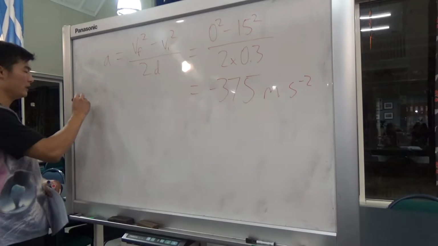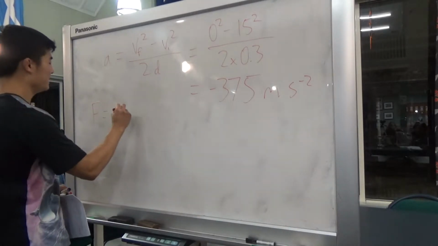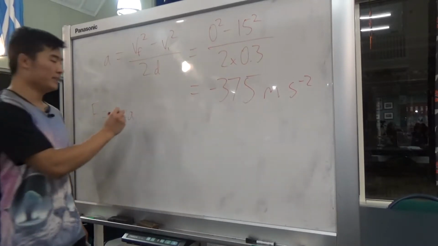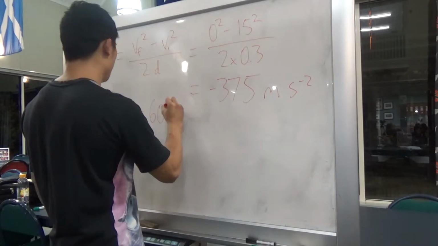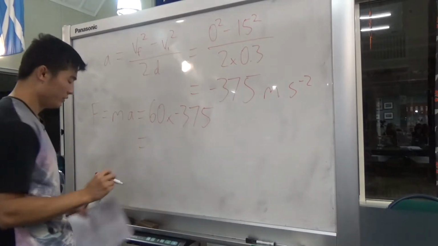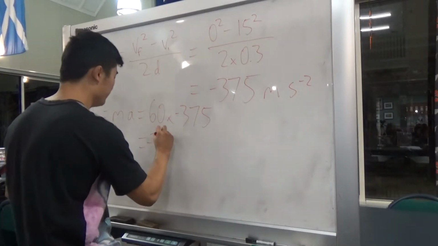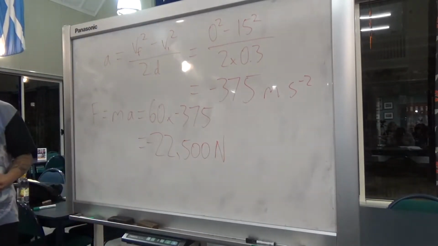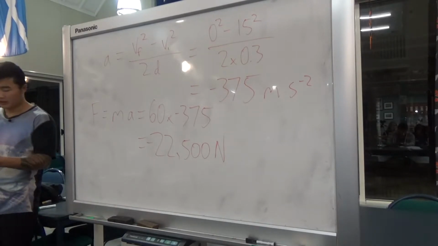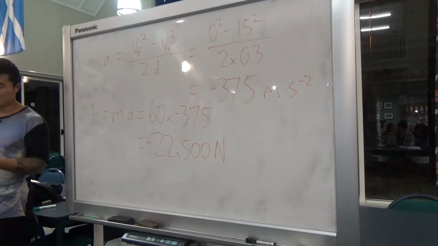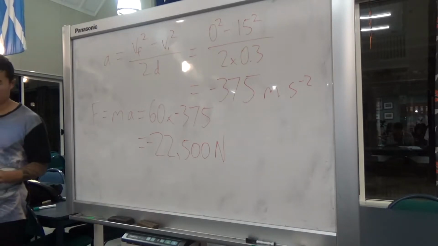And then the force is equal to mass times acceleration. So that's just mass of 60 times negative 375, which will give you negative 22,500 newtons again. It's negative because it's working in the opposite direction. It's working backwards. So that's a bit simpler if you just found the acceleration. Doesn't matter which way you do it.